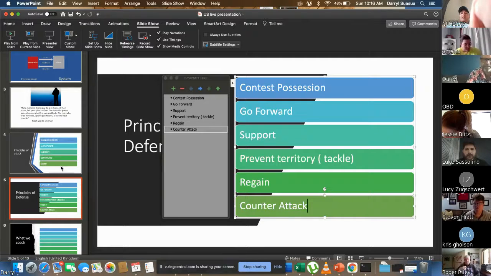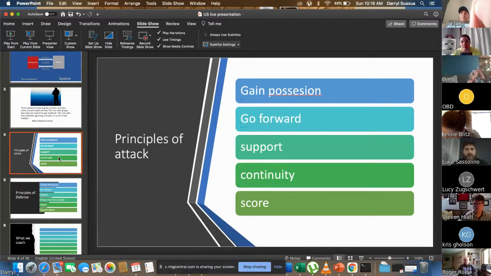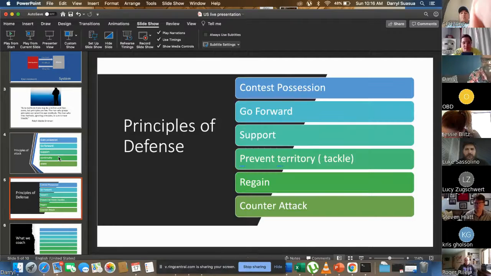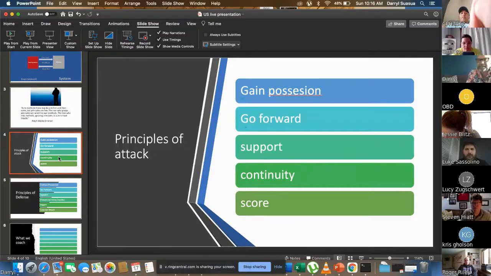Okay, so I have a look at those principles there. And those principles there, they all sort of align to each other. So you gain possession. On the other side of the game, you're contesting it. Okay? Where do we actually gain possession? This might be a little bit cryptic at the moment, but hopefully it all falls into place once we get a good understanding. Where do we get the ball? Set piece.